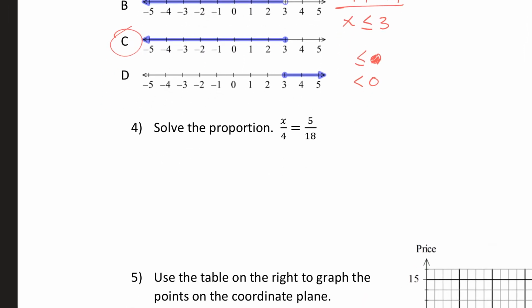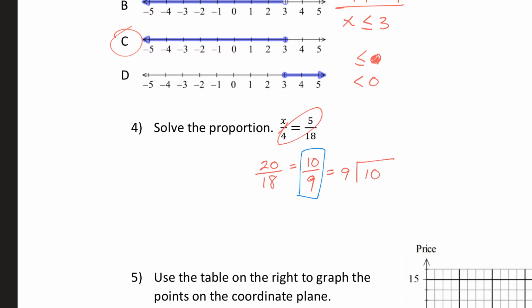Next, to solve this proportion, we simply cross multiply. 5 times 4 is 20, and then you divide by the other number, which is 18. I think I would divide them both by 2. Take half of them. Makes it a little bit easier. So 10/9 would be an answer. So maybe this might be an answer here, but I would probably go further.